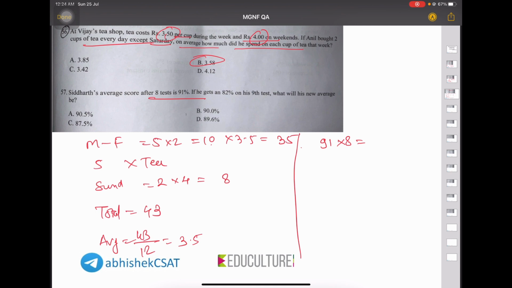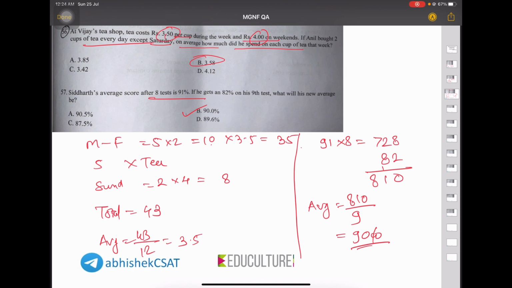Test average is 91, that means total is 8 nines are 72, so 728. After 9 tests, if he gets 82% on his 9th test, that means plus 82, so total is 810, but now total tests are 9, so average is 810 divided by 9, so 90% is our average.